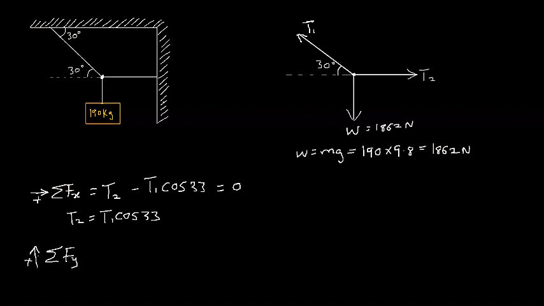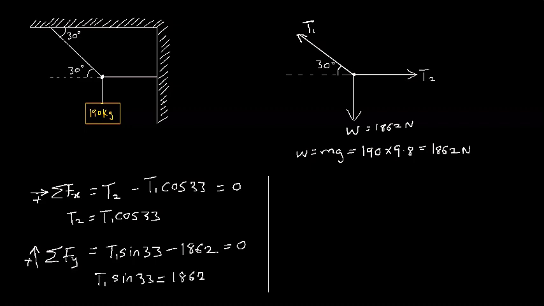So the sum of vertical forces now, taking the upwards direction as positive, is equal to T1 sin 33, which is the vertical component of the tension T1, minus 1862, which is the weight of the mass, equals 0. So T1 sin 33 equals 1862, and T1 equals 3419 Newton approximately. Substituting this value we've obtained for T1 into the first equation we got, we can find our T2.